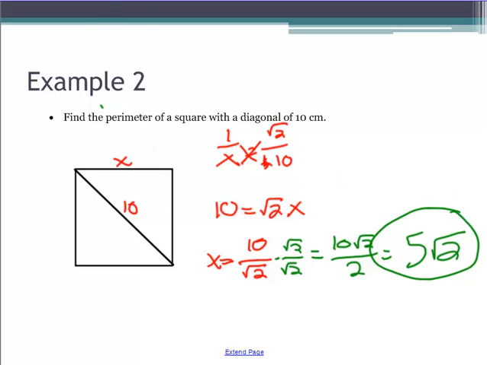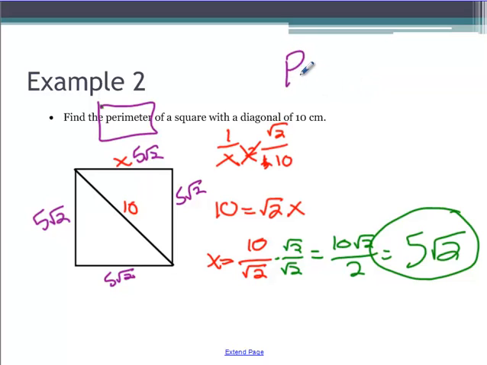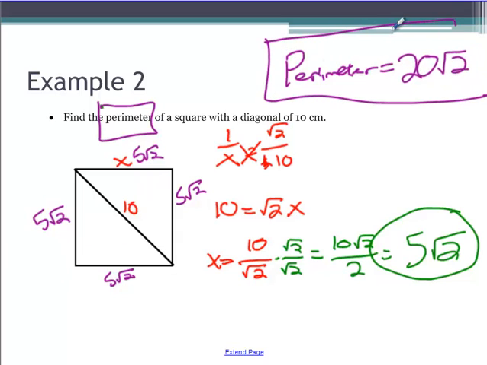The question, though, asks for the perimeter. So this one's 5 square root of 2. This one's 5 square root of 2. And so are these as well. So all of them are 5 square root of 2. So 4 of them. So the perimeter is 5 plus 5 plus 5 plus 5. That's 20 square root of 2's. So our final answer is up in the top right.